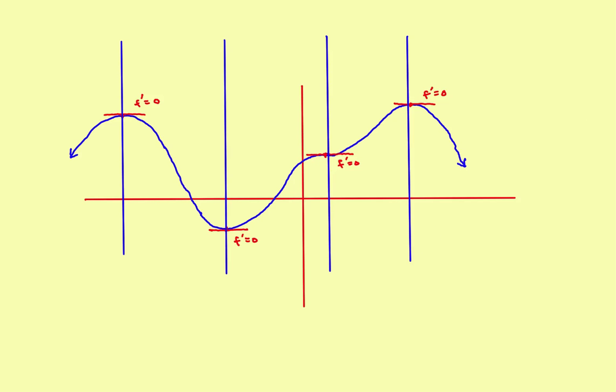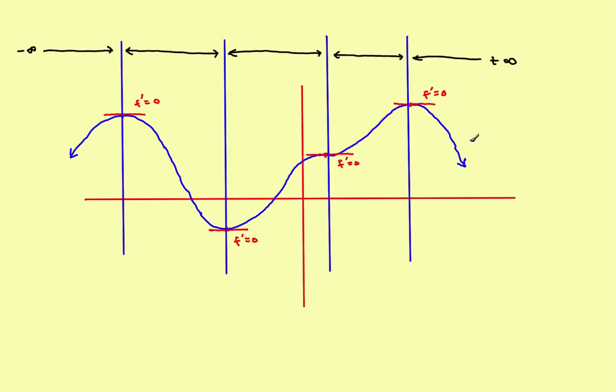Now what this does is give you intervals. The first interval goes from here to here, basically from negative infinity to right there. The second interval goes from here to here. Third interval from here to here. And fourth interval from here to here. And then I've got a fifth interval that goes out here and off to positive infinity.